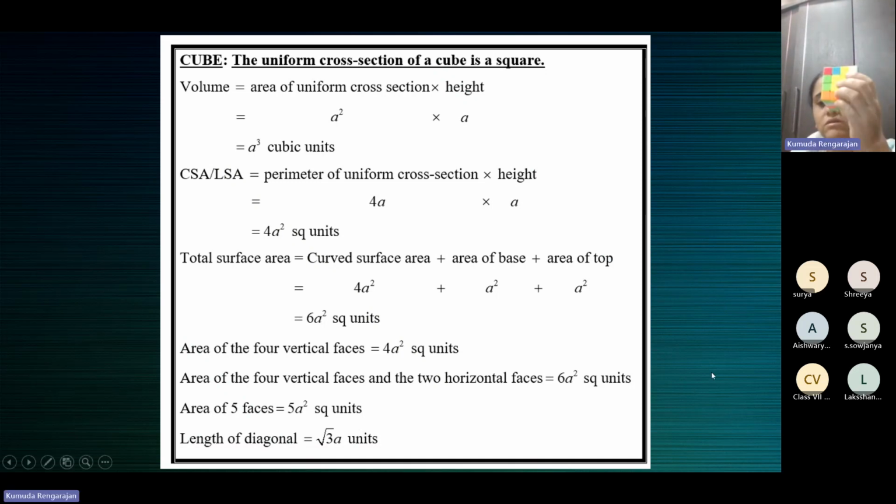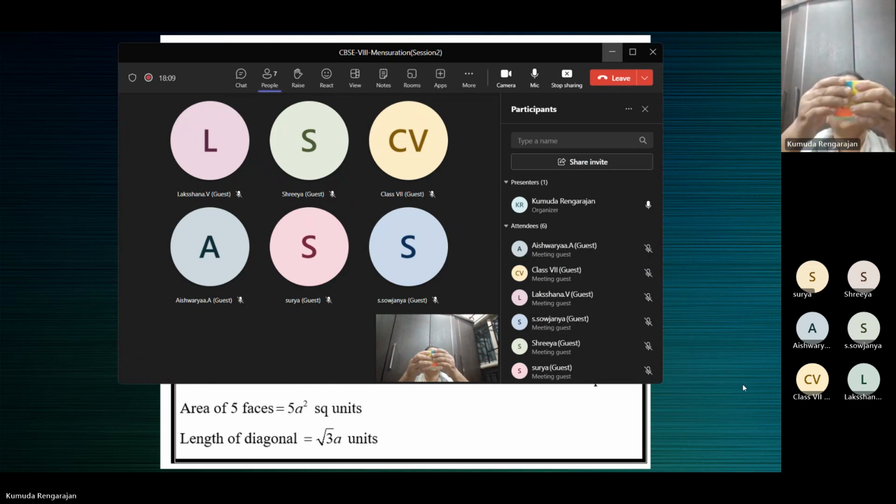All right, children. So can you see the object I'm presenting? Okay. So the solid which you see is a cube.